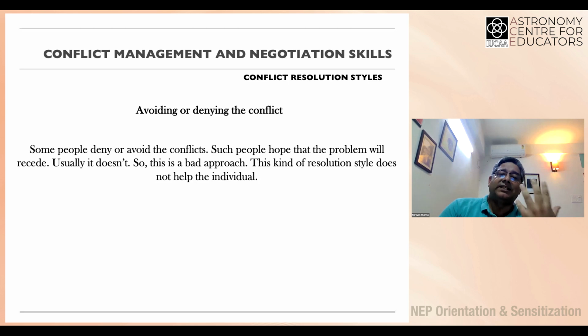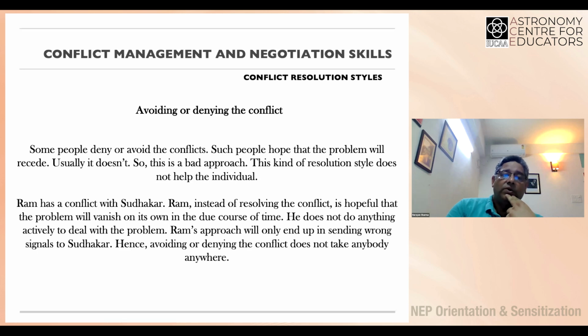We have seen that many people avoid or deny the existence of the conflict, and they will say, "Okay, I'll not talk, or I'll not raise those issues, and those issues will resolve automatically." But most of the time, those issues don't resolve automatically. So here is an example. Ram has a conflict with Sudhakar. Ram, instead of resolving the conflict, is hopeful that the problem will vanish on its own in due course of time. He doesn't do anything actively to deal with the problem. Ram's approach will only end up sending the wrong signal to Sudhakar. Hence, avoiding or denying the conflict doesn't take anybody anywhere.